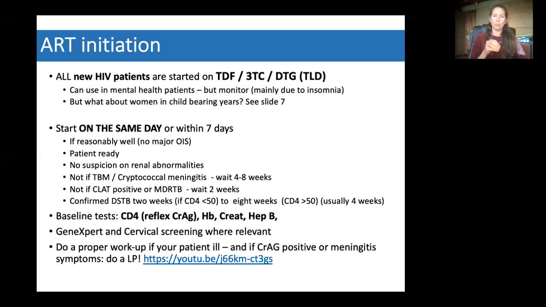But very important, if your patient's very sick, they do need to be properly worked up before you decide what you're going to do with the ARVs. And if they have a CRAG positive, even if they're well, or any meningitic symptoms, it's now recommended you do an LP. So in the old days, if they were asymptomatic with the CRAG, we tended to start the fluconazole, but now you actually want to LP them. We've been missing quite a lot of meningitis.